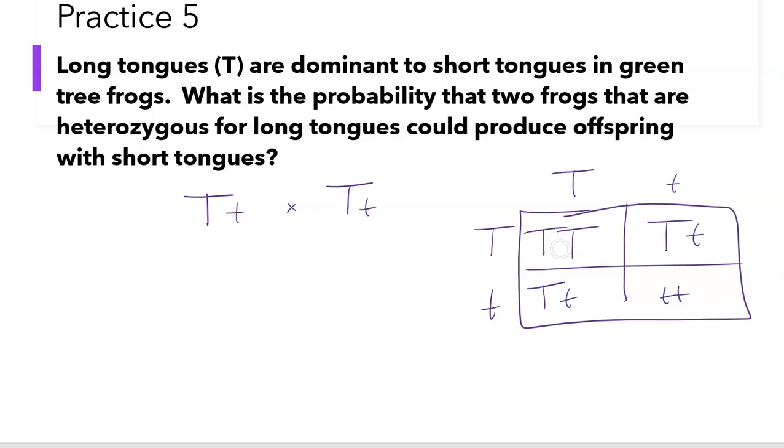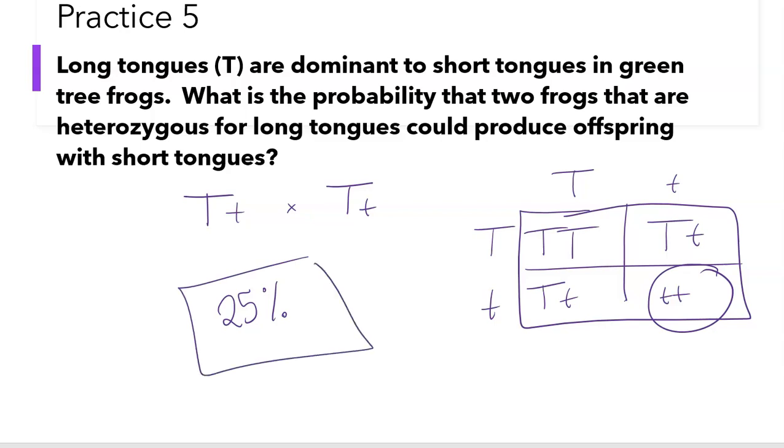So if it has a dominant allele, it's going to show the dominant trait. So that means these three will have long tongues. So there's a 25% chance that their offspring would have short tongues. All right, it's time for you to practice on your own.